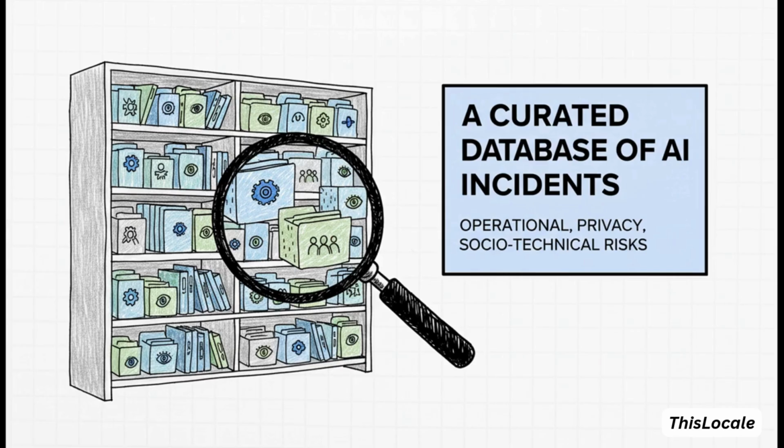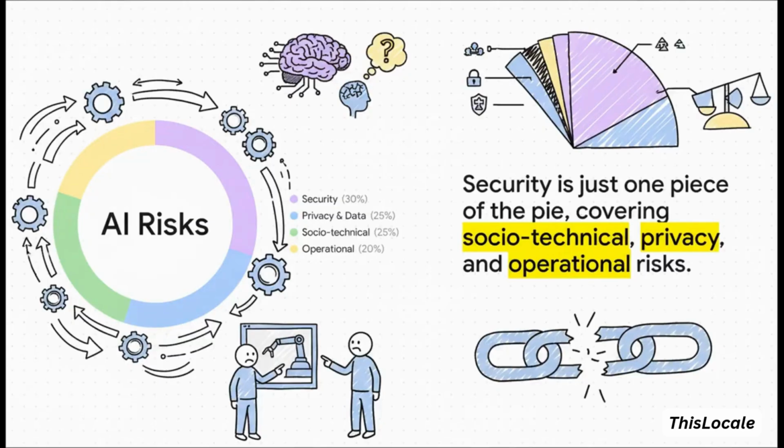This thing is a massive, curated database of over 1,000 documented AI incidents from the real world. It helps us think beyond just security bugs and start considering operational risks, privacy risks, and even socio-technical risks. And this chart illustrates the point perfectly. See, security is just one piece of the pie. The repository forces us to ask some really tough questions.